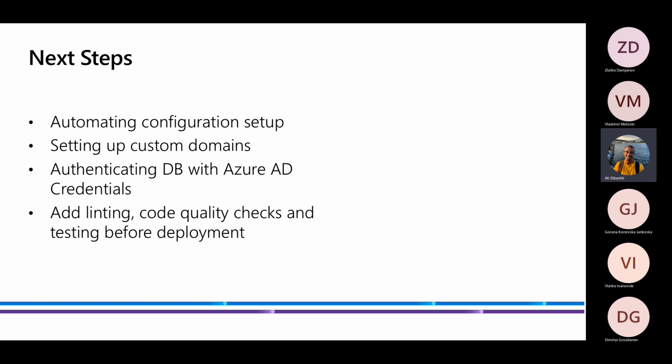Furthermore, you could add linting, code quality checks, and testing before the deployment steps, so that if that step fails, the deployment does not happen. This is a great way to prevent erroneous deployments and prevent pushing bugs or errors or regressions into production.